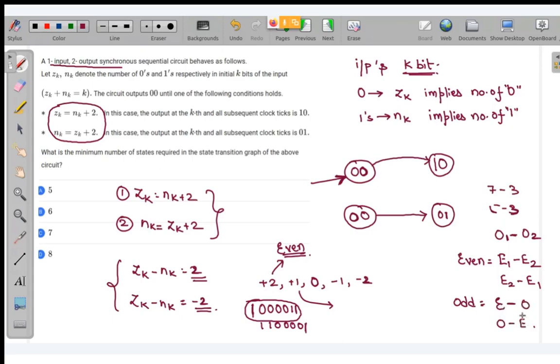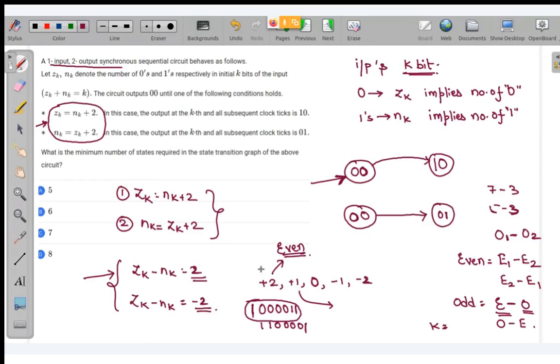So when you add one even and one odd, basically this number of bits, this E or O, these are basically ZK and NK. So K will be odd when you add an even number and an odd number. And when you add two odd numbers or two even numbers, you will always get an even number. So this decides the number of bits, and the difference in bits is also decided by these two equations. So you can see ZK minus NK can range from 2 to minus 2.